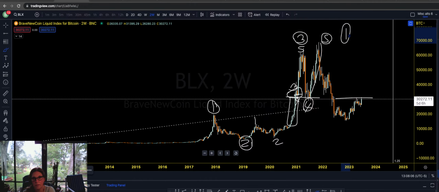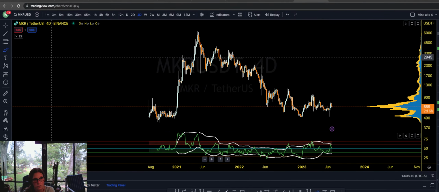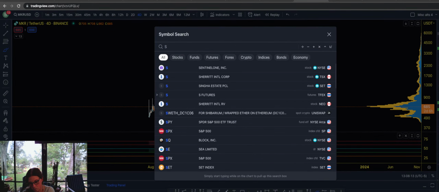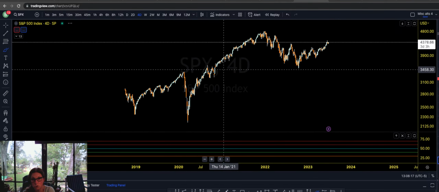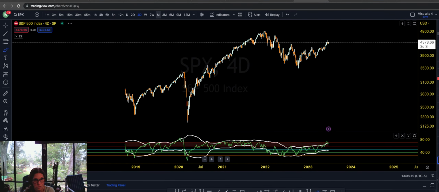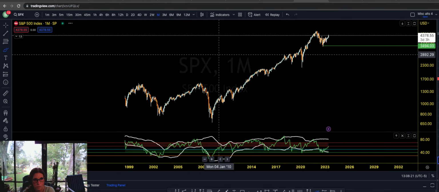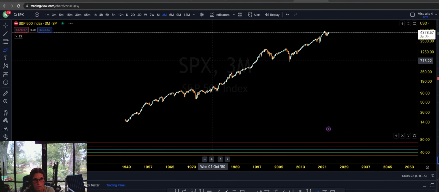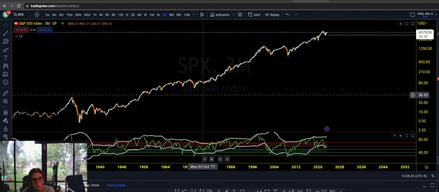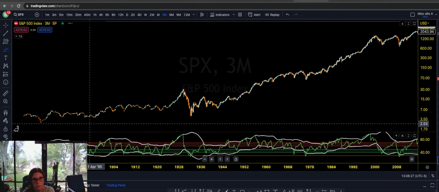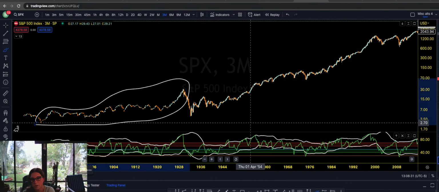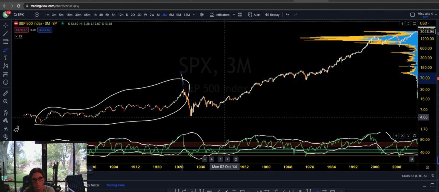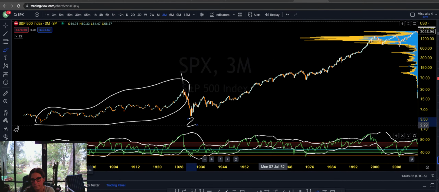When we look at the SPX, Bitcoin has only been around 10 years or so. We are in this price action. Okay, this is its primary 1 and its primary 2.